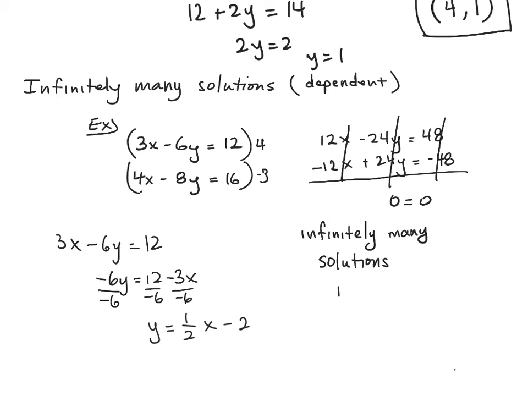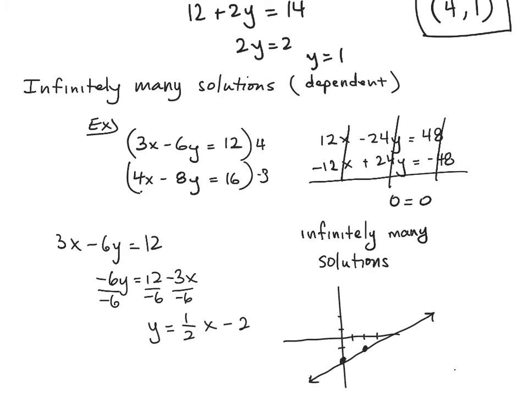So looking at the graph, we have a y-intercept of -2. The slope is up 1/2. So the graph for both of our original equations looks like this. So you'd graph one on top of the other. That's why there are infinitely many solutions.